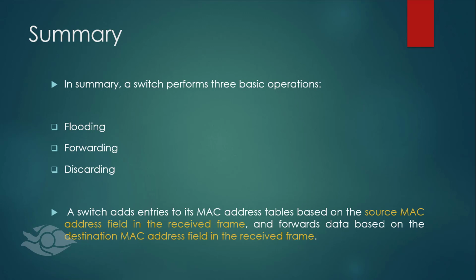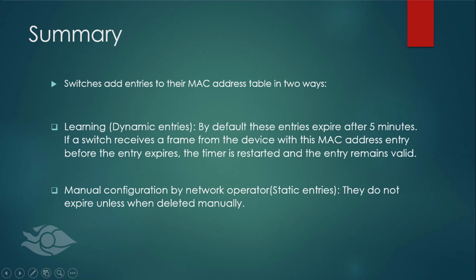A switch adds entries to its MAC address tables based on the source MAC address field in the received frame, and forwards data based on the destination MAC address field in the received frame. Switches add entries to their MAC address table in two ways. 1. Entries learned by switches. By default, these entries expire after 5 minutes. If a switch receives a frame from the device with this MAC address before the entry expires, the timer is restarted. And 2. Entries manually configured never expire unless deleted manually.